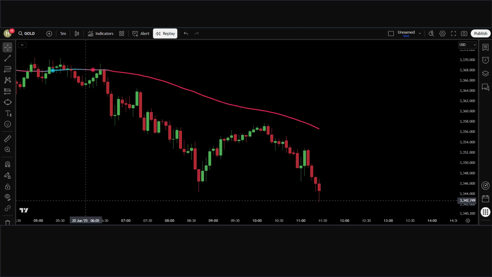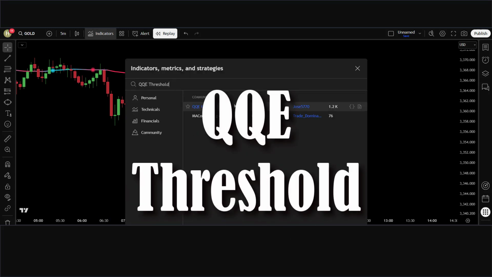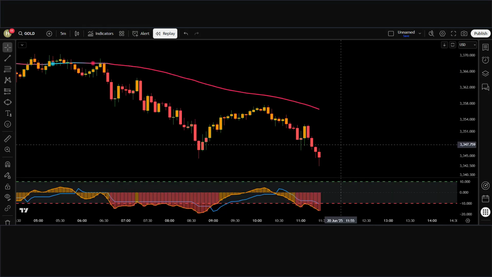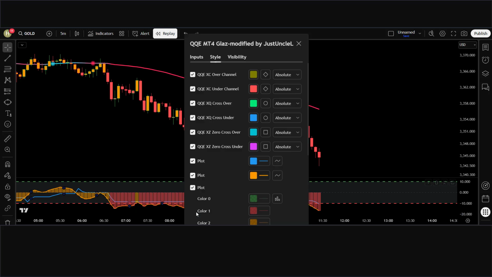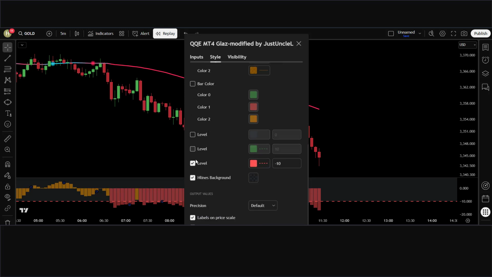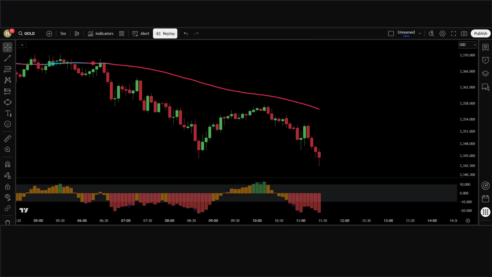After that we have to apply another indicator on the chart. Second indicator name is QQE threshold. Let's change the settings of the indicator. Hide some options. Now go to the Inputs tab. We have to change this RSI length 14 to 8. Now our trading setup is completely ready.